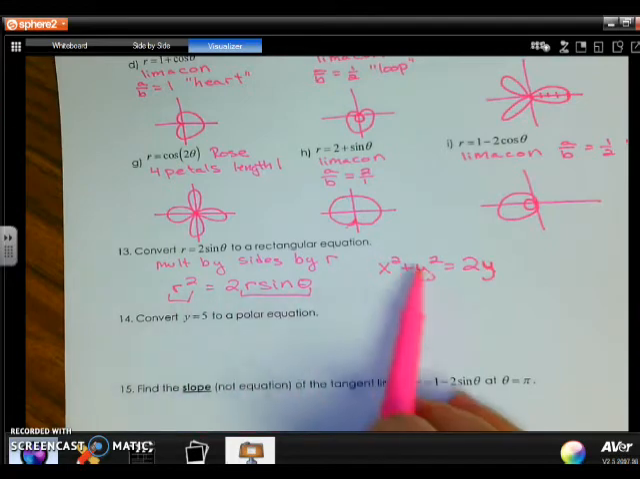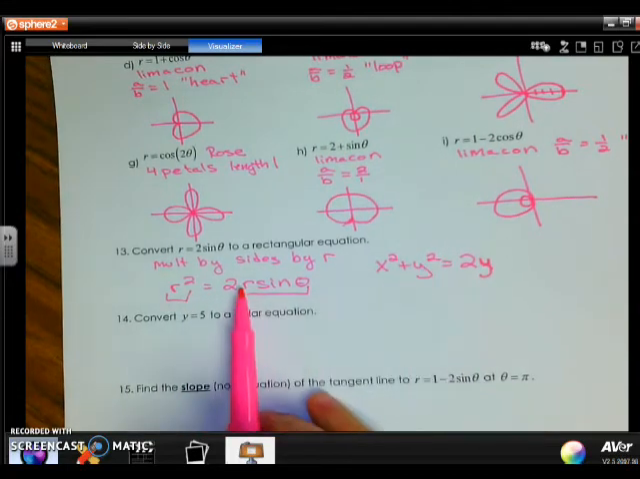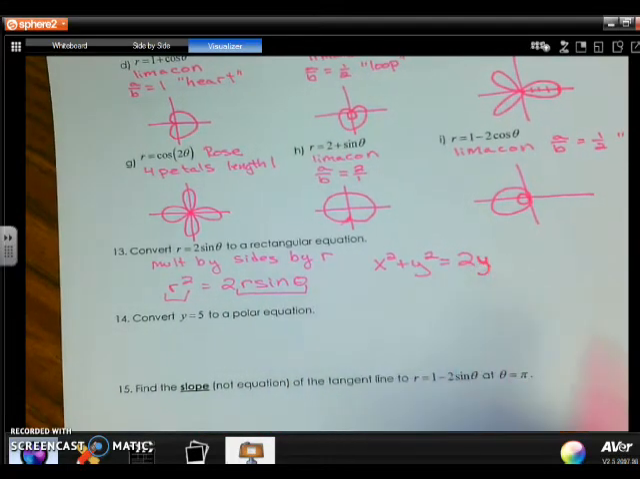Now you can get rid of r squared by replacing it with x squared plus y squared, and you can get rid of r sine theta by replacing it with a y. So you've got that.